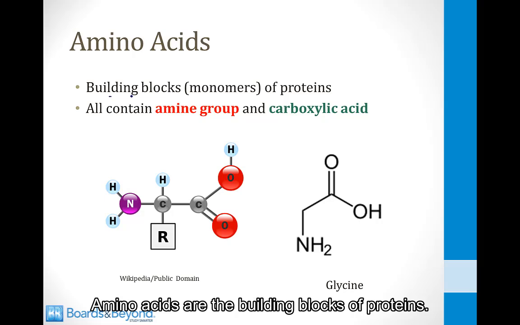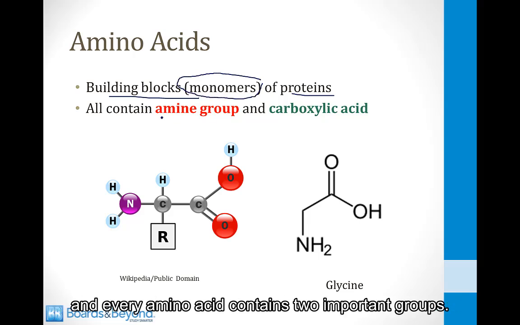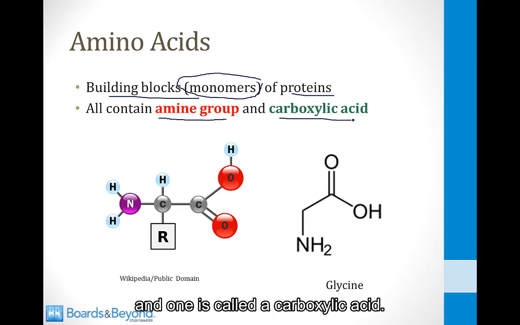Amino acids are the building blocks of proteins. Proteins are polymers made up of monomers of amino acids, and every amino acid contains two important groups. One is called an amine group and one is called a carboxylic acid.